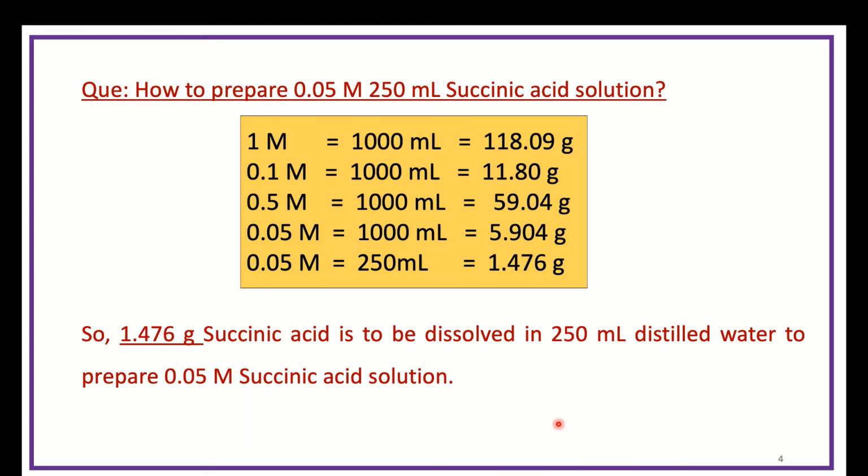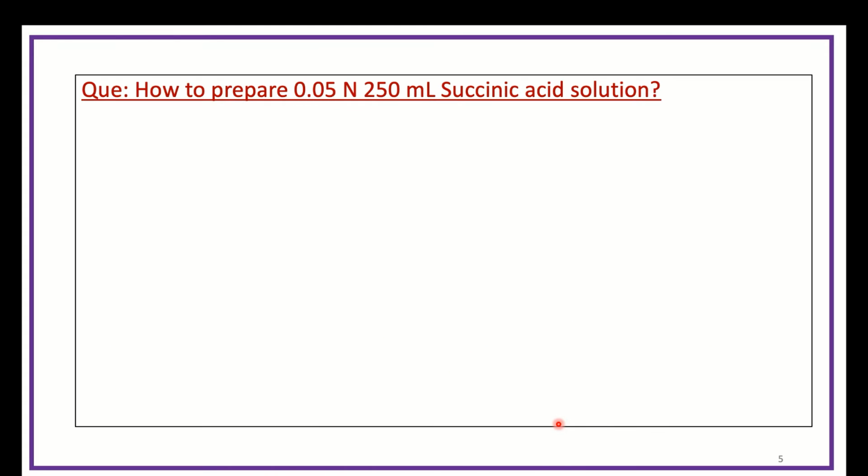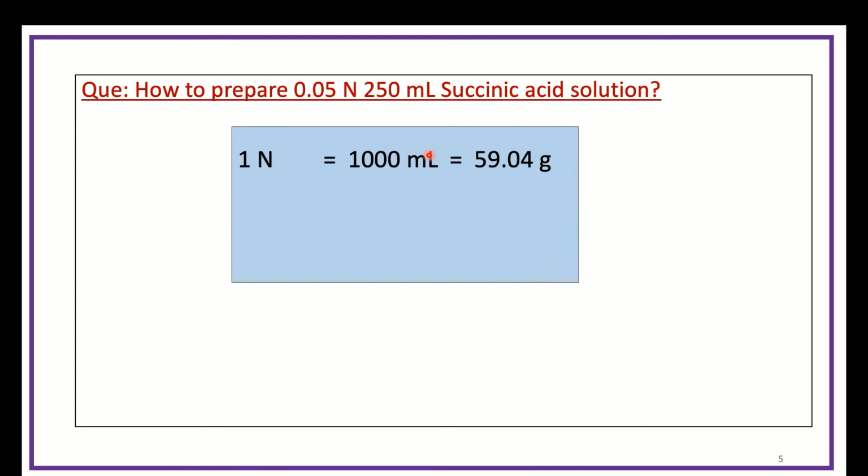Next question: how to prepare 0.05 normal, 250 ml succinic acid solution. For preparing a normal solution, we always have to consider the equivalent weight of the given substance. For succinic acid, because it is a diprotic or dibasic acid, the equivalent weight is to be calculated. For 1 normal, 1 liter solution, 59.04 grams of succinic acid is to be taken.